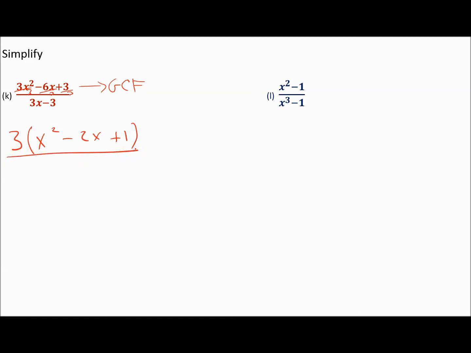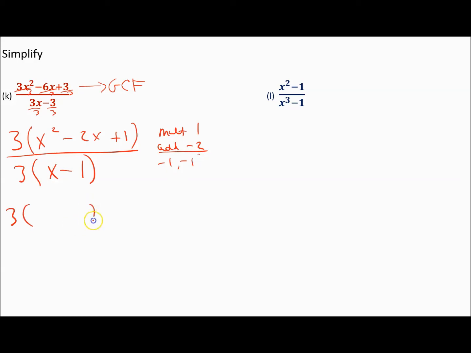And in the denominator, there's a 3 common. So it has a greatest common factor as well. Divide each of those by 3. I write that 3 in the front. That leaves x minus 1. But I am not finished with this problem. This is a trinomial inside with a leading coefficient of 1. So I'm trying to find numbers that multiply to be 1 and add to be -2. Those two numbers are -1 and -1.